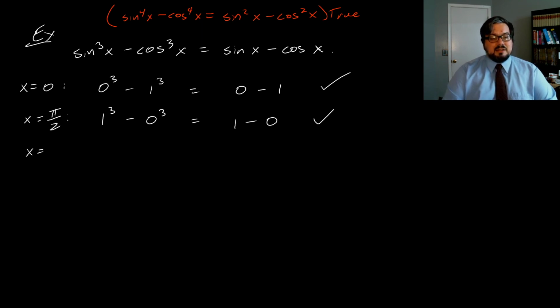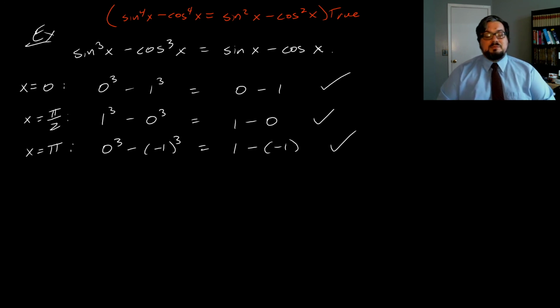And if x is equal to pi, then we get 0 cubed minus negative 1 cubed equals 1 minus negative 1. That's also true, because both sides are just equal to 1. And so forth and so on. We can try a lot of different angles and get equality here. However, that's not enough to prove that we have an identity.